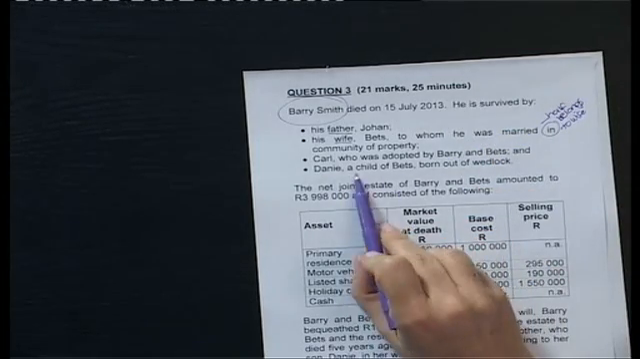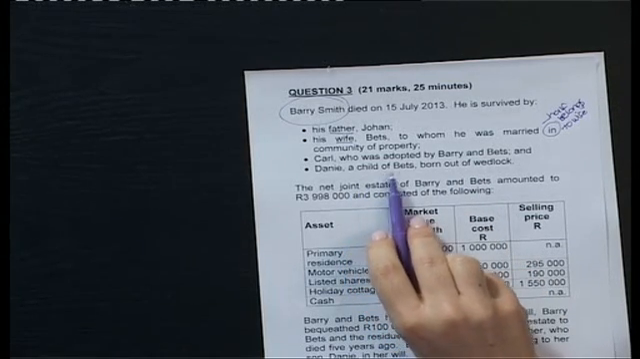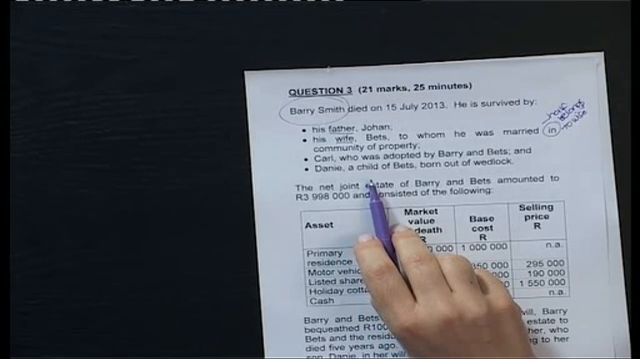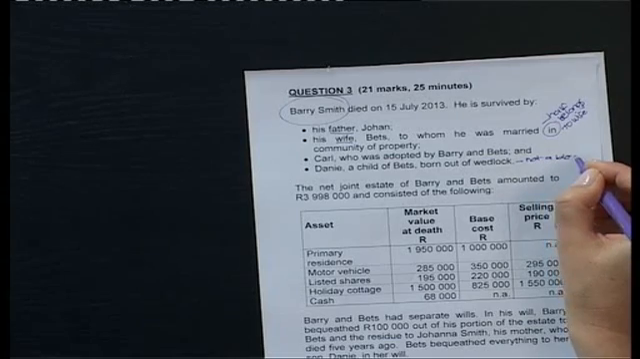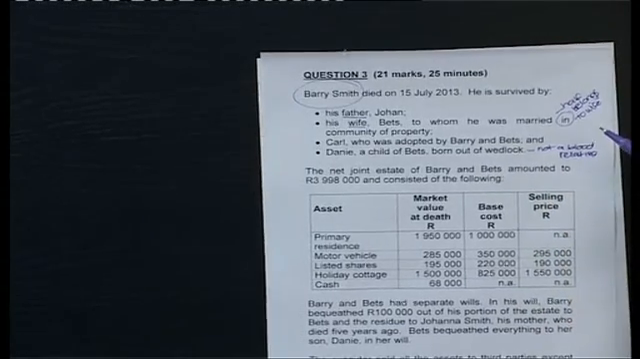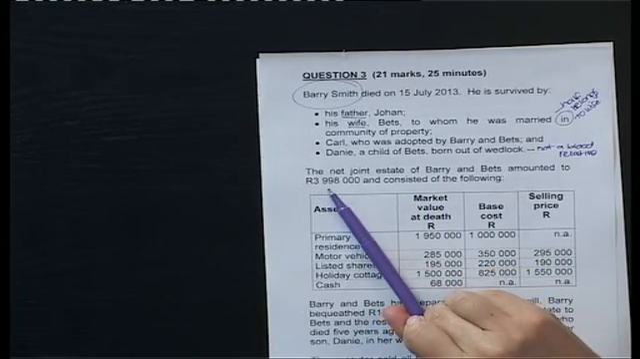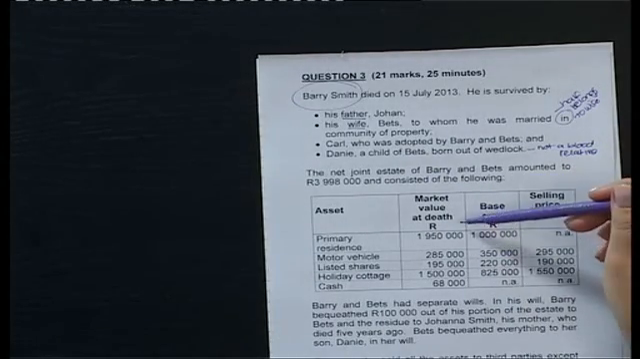Dani is a child of Bets, born out of wedlock. Now, Dani isn't a child of Barry's, so he's not a blood relative of Barry's, so he doesn't stand to inherit from Barry in this case. Just make a note that Dani is not a blood relative, should that become relevant as we read further. The net joint estate of Barry and Bets amounted to 3,998 million, and it consisted of the following assets.